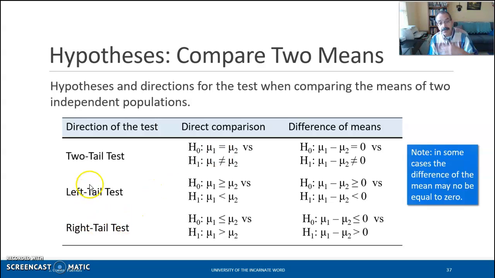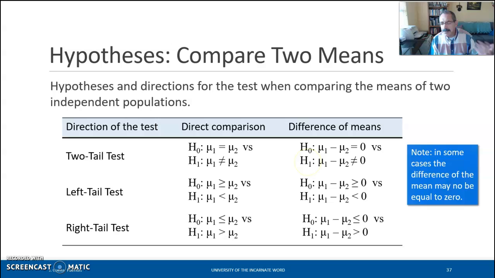So in the case of a two-tailed test, for the null hypothesis, we say the mean of the first population minus the mean of the second population must be equal to 0 if they are equal. And that same difference, if they are not equal, must be different from 0. Now, I wanted to call your attention to this note. Sometimes the difference is not assumed to be equal to 0. It's assumed equal to some other quantity.